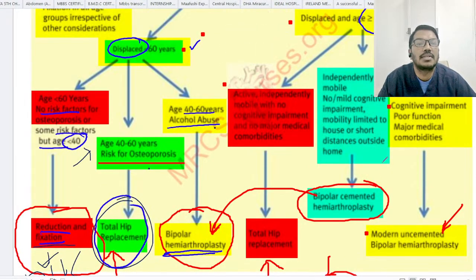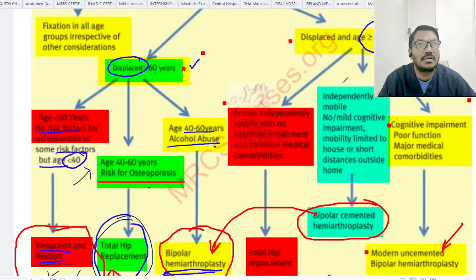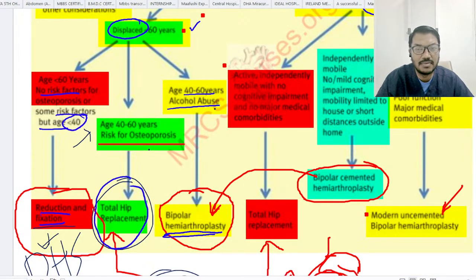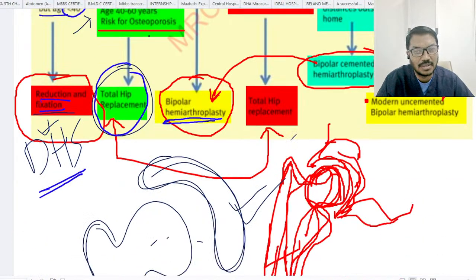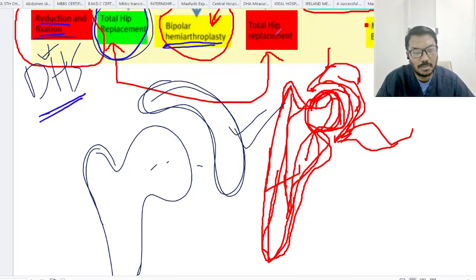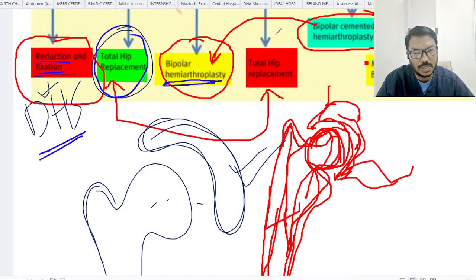So we are discussing an intracapsular fracture which is displaced, and the patient's age is more than 60, but he is very active. He can run here and there, can play football. So he is given a new hip, which is called total hip replacement.